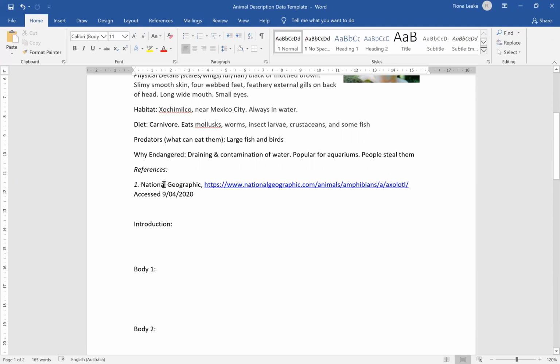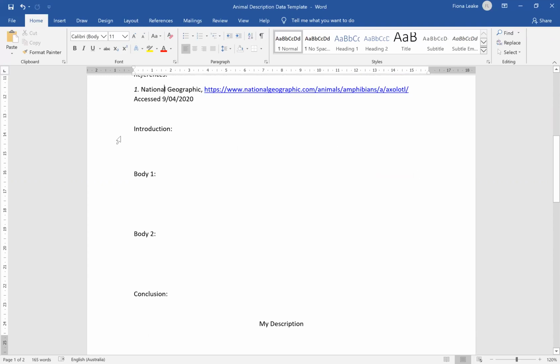You can see here where I got all my information. I got it from National Geographic. You can see when I accessed it, as well as the website. So the first thing you need to do is complete this section here. So write your plan: introduction, body, body, and conclusion. This is not the description, this is just your plan. As usual, you would be doing this in dot points, okay? What you're going to include in those areas.